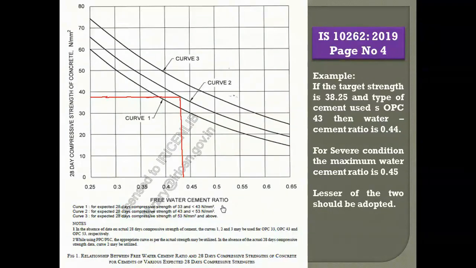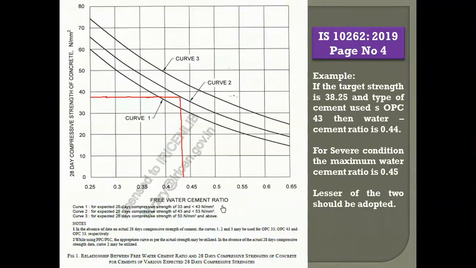Now, if we are constructing this building, say in Mangalore, where there is a severe exposure condition, because Mangalore is subjected to sea water, or if the building is constructed near sea water, then it comes under severe exposure condition. If you see the code book, IS 456, I will show it in the coming slides, it says that the maximum water cement ratio to be used is 0.45.